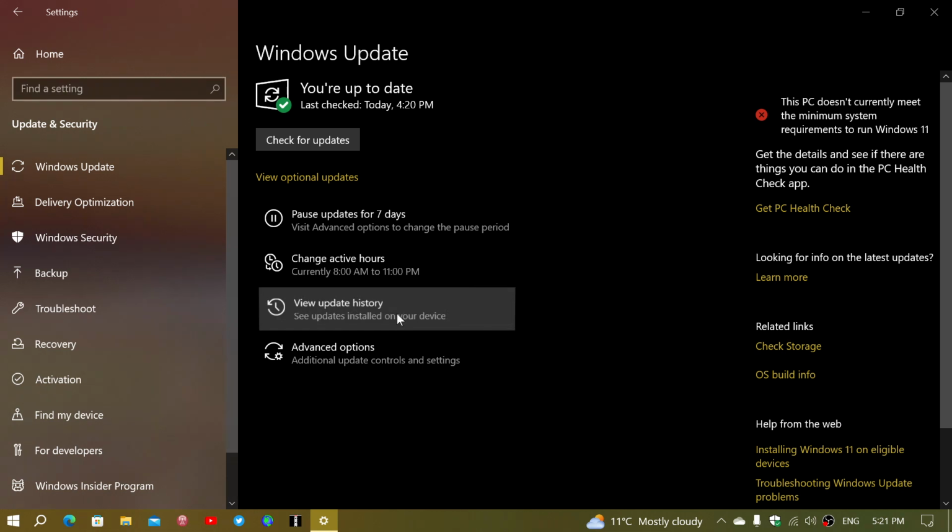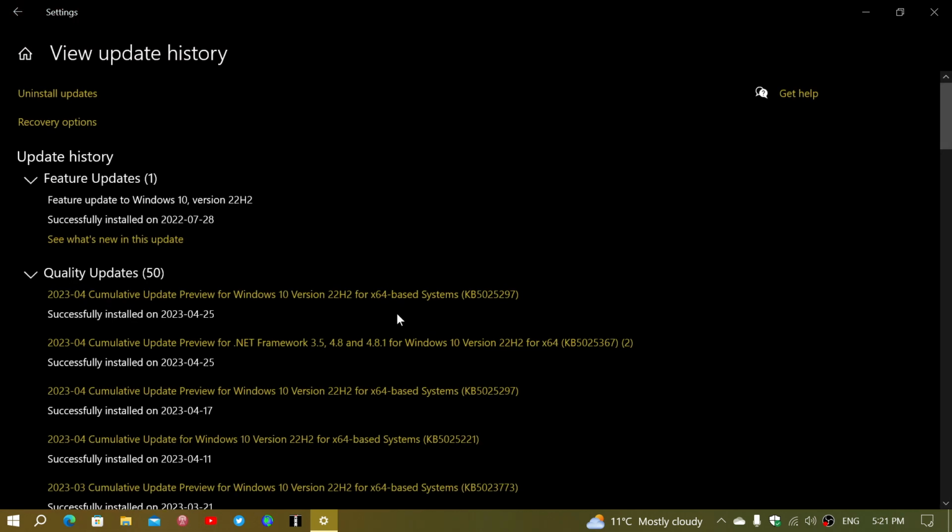If I look at the update history here, you'll see there's today's cumulative update for April 25th, 2023. So it's KB5025297. In my case, I also had a .NET framework update, which maybe was waiting, because I noticed it arrived also on my Windows 11 machine, but earlier this week, actually yesterday, I think, Monday. So basically, it's a bug fixing update.